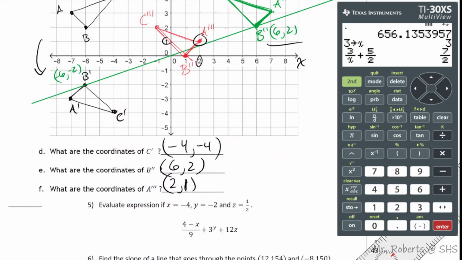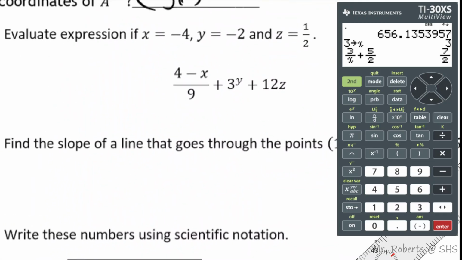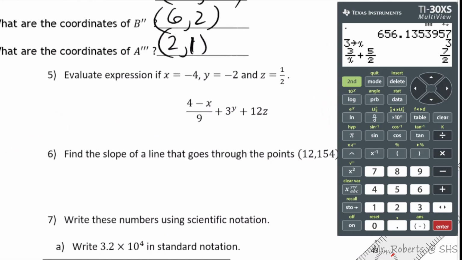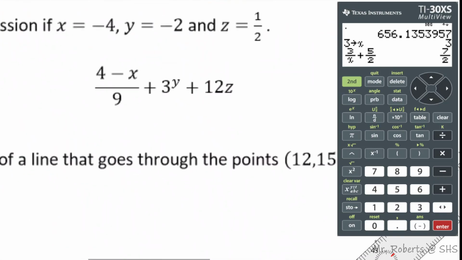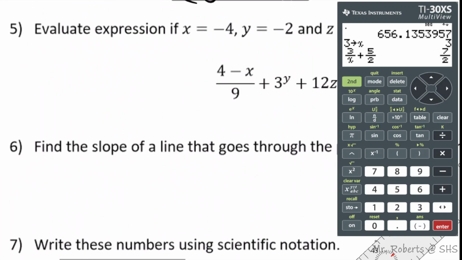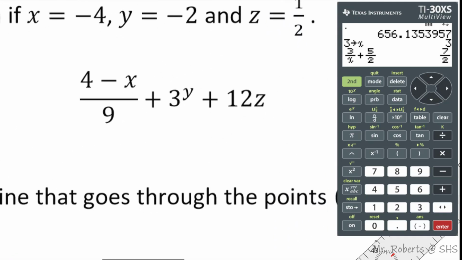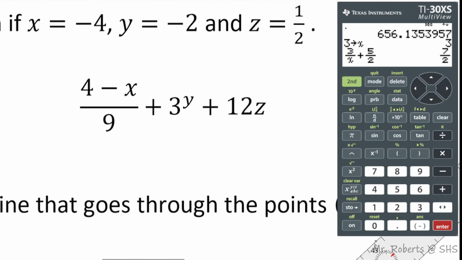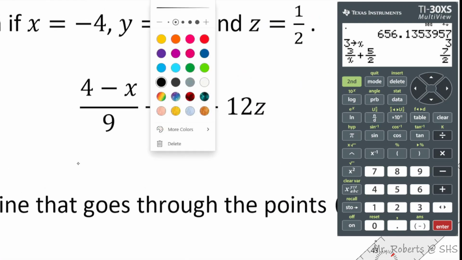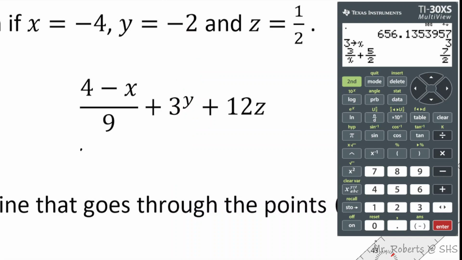All right. On to question 5. Question 5 says, evaluate this expression if X is, Y is, and Z is given. So I'm going to go ahead and, right below this, try some substitutions. Let's start: we begin with a 4, but I'm going to subtract what X is, and X is -4. That's all over 9.